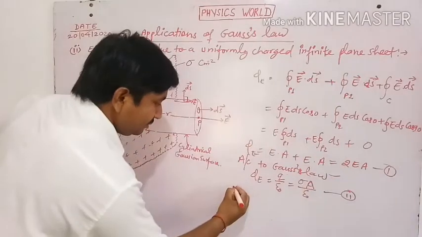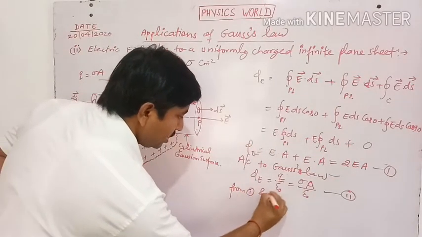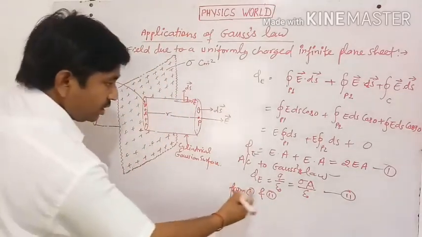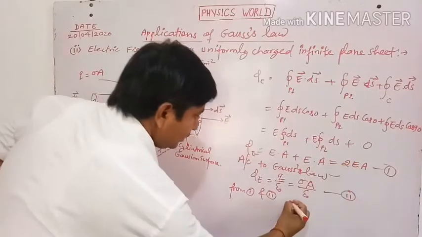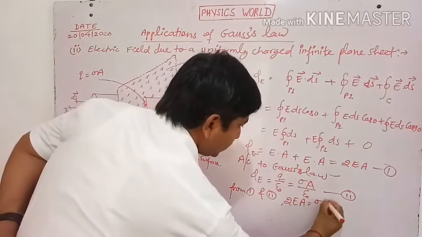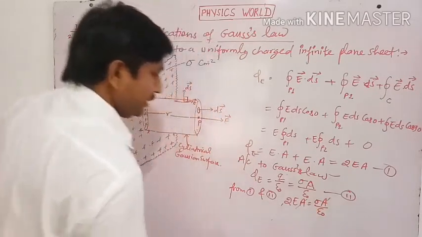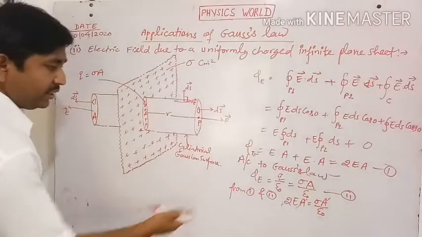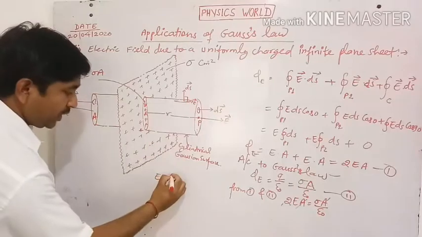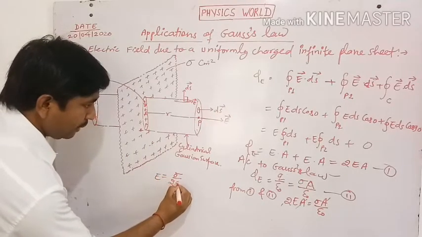Comparing first and second, from first and second, we will obtain that 2EA is equal to sigma A divided by epsilon naught. Here A and A will be cancelled with each other, and so the value of the electric field at this point P becomes sigma upon 2 epsilon naught.